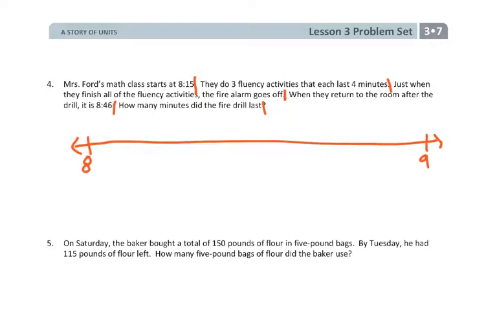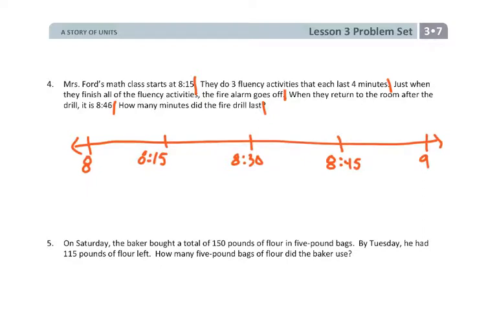Now with a clock, we typically break it up into fourths. So I'm going to go ahead and do that. So for this first mark would be 8:15. Here we would have 8:30, and here we would have 8:45.